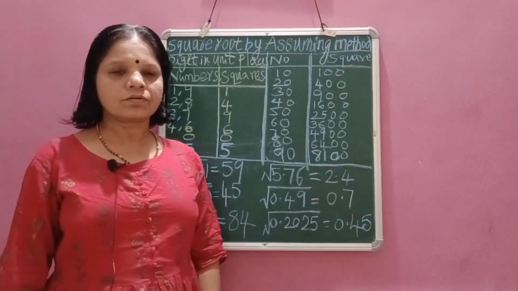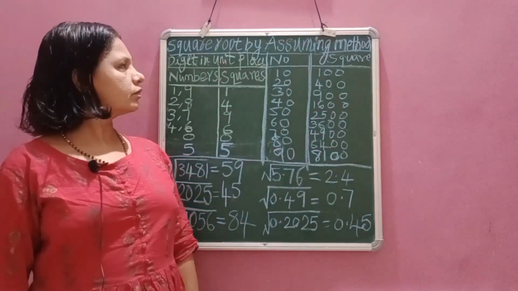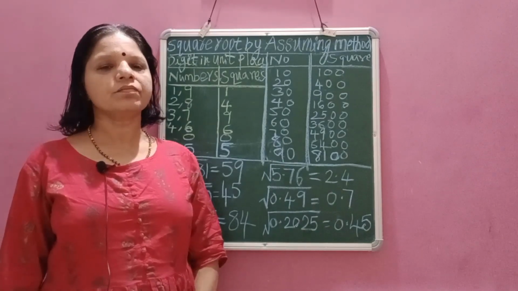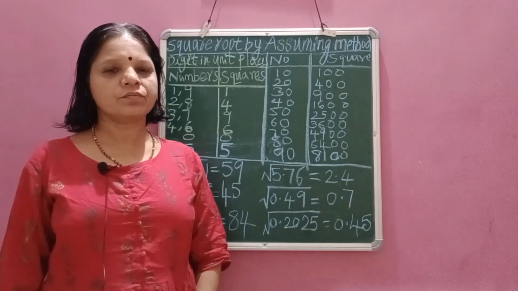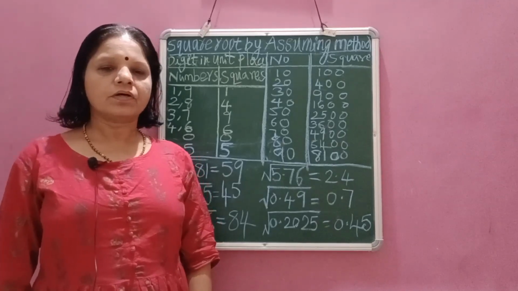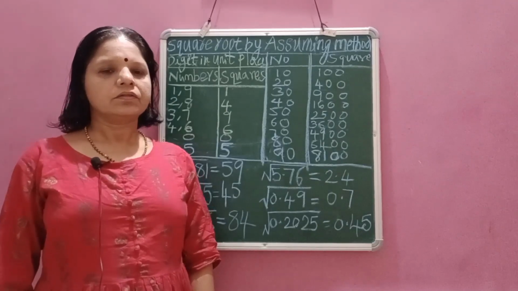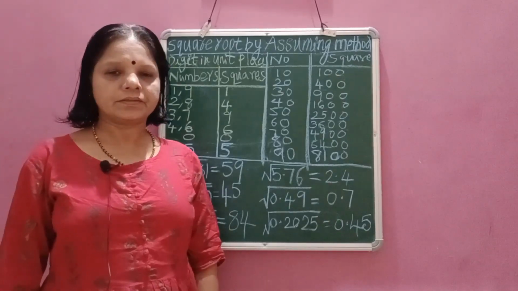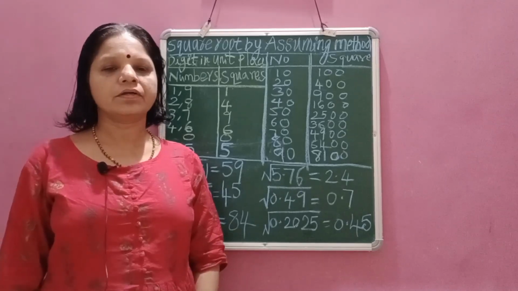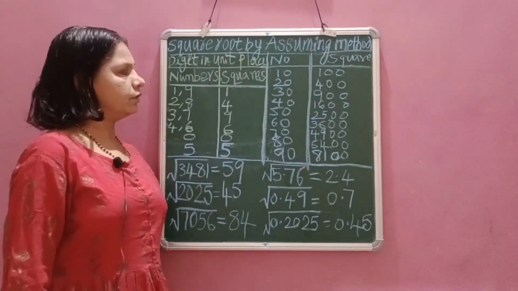So let us start today's lesson with a different topic, that is how to find square root by assuming method. By assuming. This is a kind of improving your mental skill, thinking skill. So how is it to be done? From the observation of the given number, how to find its square root. For that, you have to go through this table.